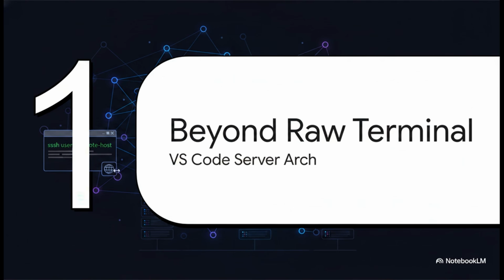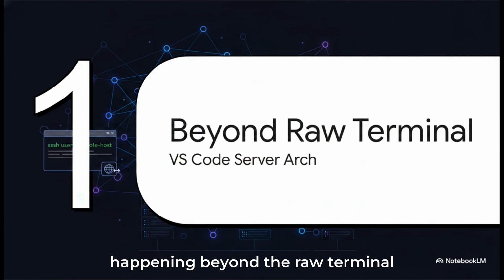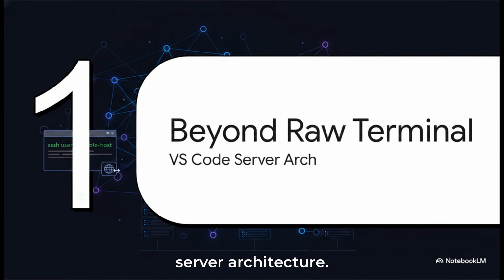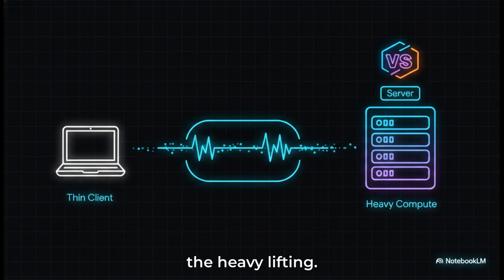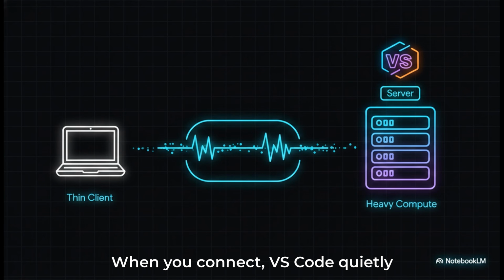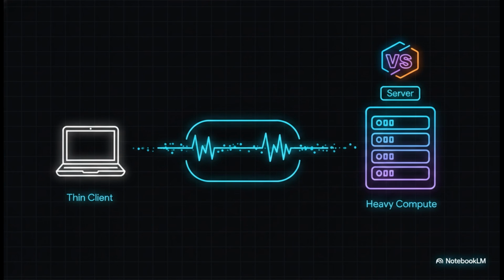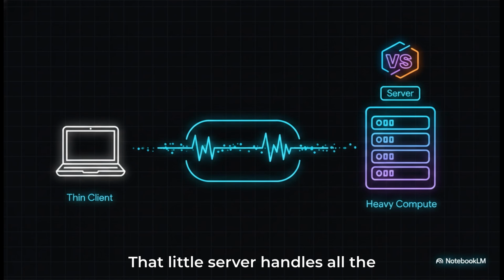Okay, section 1. Let's look at what's actually happening beyond the raw terminal with the VS Code server architecture. The secret sauce here is that your local machine is basically acting as a thin client, while the remote server takes on all the heavy lifting. When you connect, VS Code quietly drops a tiny backend component, the VS Code server, straight onto your remote Linux machine. That little server handles all the intense stuff: file operations, search indexing, and IntelliSense. Your local UI is just displaying the results, which means you get a lightning-fast, local-quality dev experience, no matter how massive that remote codebase actually is.